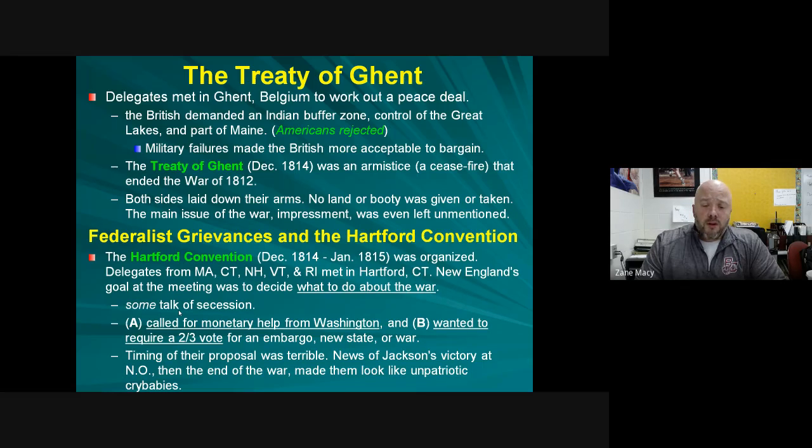There was some talk of secession from the United States because they felt that they were left out on a limb. And again, when the British attacked the Hudson, they almost got cut off from the rest of the country. They called for money from Washington, from the Capitol. They wanted to require a 2/3 majority vote for any embargo, any new state, or vote of war in Congress.